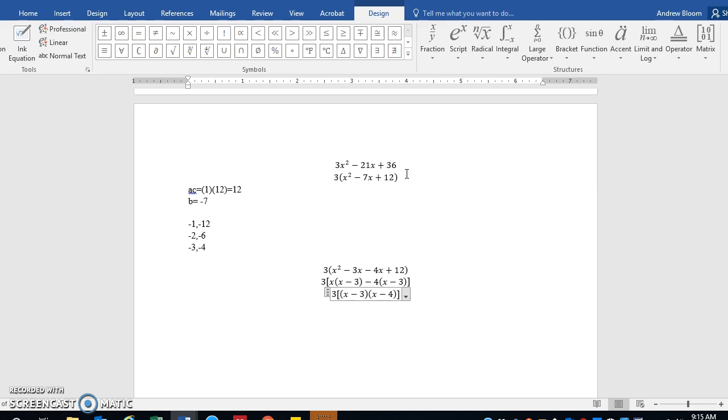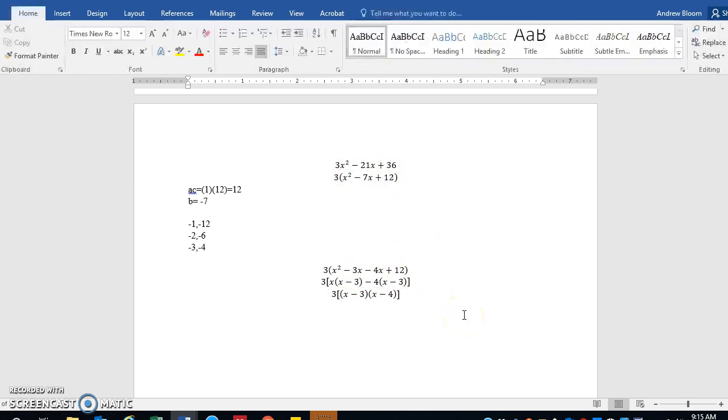And if I FOIL out the x minus 3 times x minus 4, I get x squared minus 3x minus 4x. There's that negative 7x that I'm looking for. Negative 3 times negative 4 is positive 12. And so that works. Okay. There I am with my finalized factored form. It checks. There's no GCF inside the parentheses, and nothing can be factored any further.